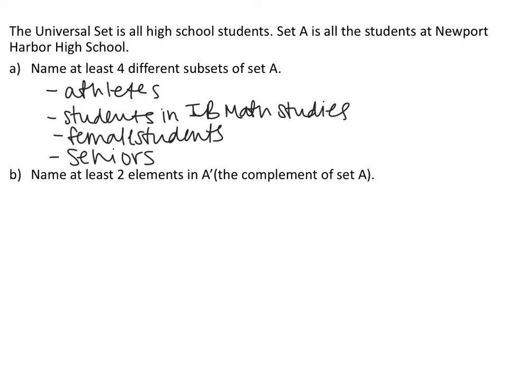So now I want you to name at least 2 elements, so actual people in this case, because we're talking about people, that are in the complement of set A, A apostrophe, which is the complement of set A. So who exist in the universal set, all high school students, but do not exist in the set of Newport Harbor High School students. So name two elements in this complement. This would be students who are high school students, but do not go to Newport Harbor High School. So name two people that you know who are high school students, but don't go to Newport Harbor High School.